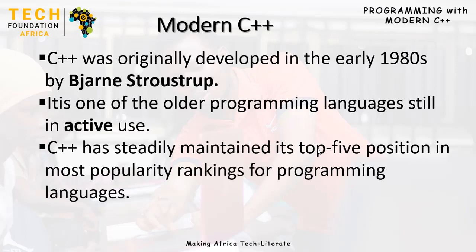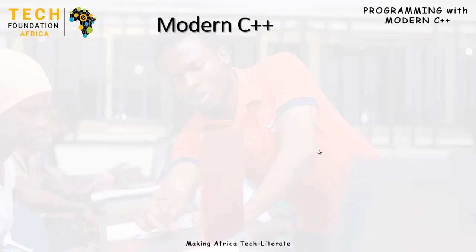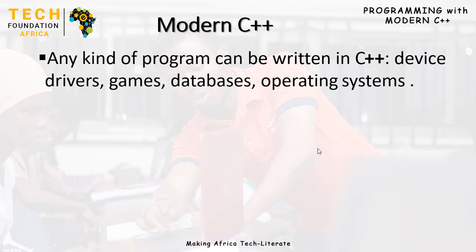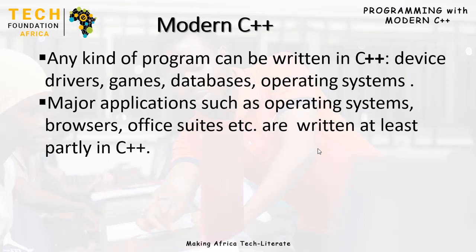It has actually maintained its position as part of the top 5 popularly used programming languages in the world. Any kind of program can be written in C++. Talk about games, databases, operating systems, device drivers, server applications, mobile applications, embedded systems, firmware, and all those things. You can implement all these in C++. And actually, major applications like operating systems, office suites, browsers, if they are not fully implemented in C++, they are at least partly implemented in C++. So I can say that there is a piece of C++ in everything.